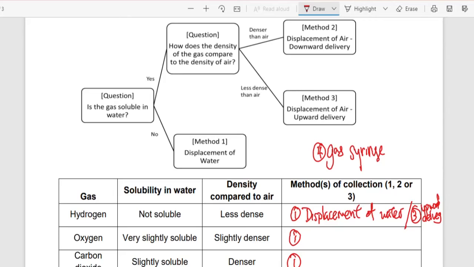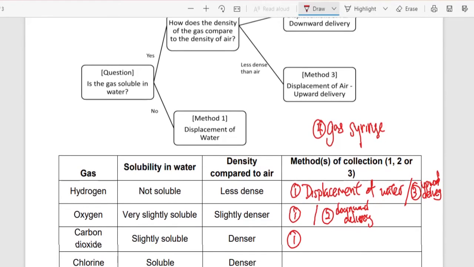This is slightly denser than air. Actually, we can use method 1 or we can use method 2. 2 is downward delivery. Okay, slightly soluble, we know displacement of water can, but because it's denser, we can also use downward delivery.